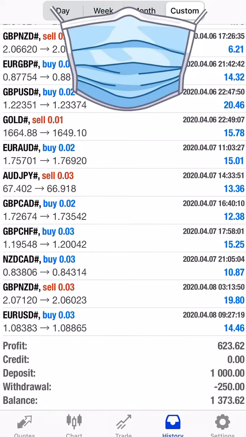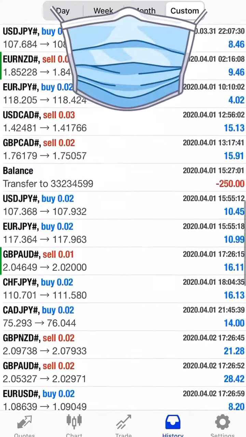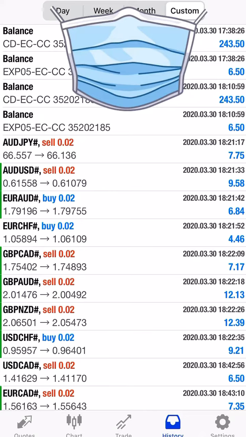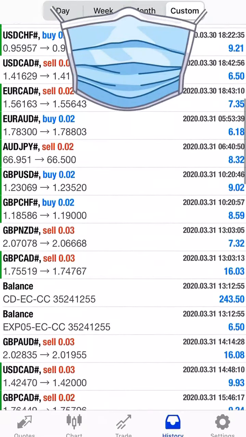His total profit is about $623. Let's see what the history says of the account. He deposited on 30th of March 2020. As you can see, we always work with risk and money management. Our lot size is 0.02 on that account.